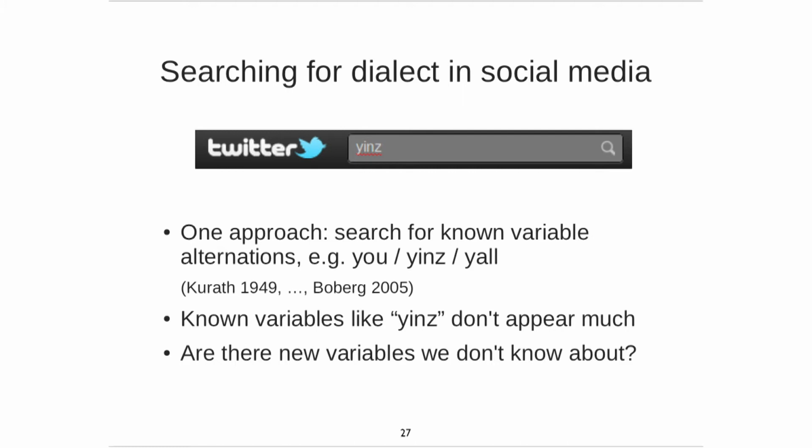We talked to some sociolinguists at University of Pittsburgh who worked on this, and it actually doesn't appear much at all on Twitter. It's actually from an older generation. Young people on Twitter don't use it. And so we have this question: are there new variables that we don't know about?